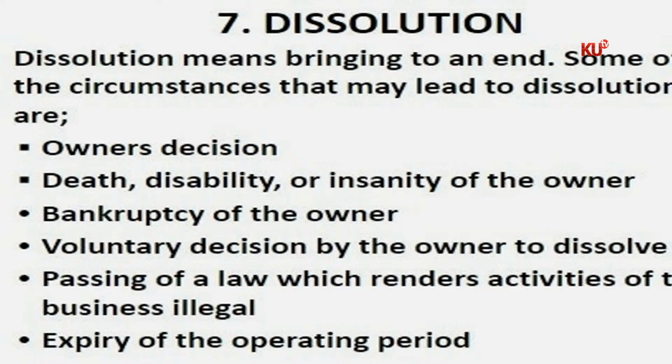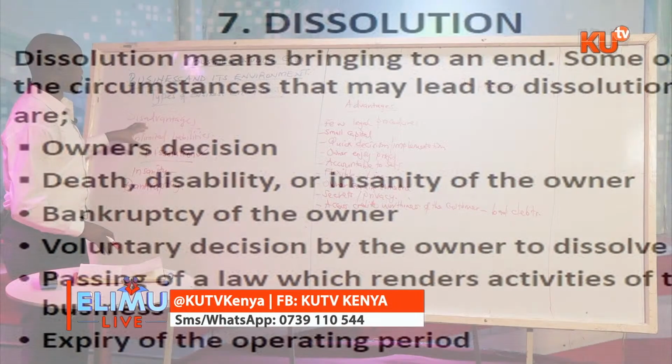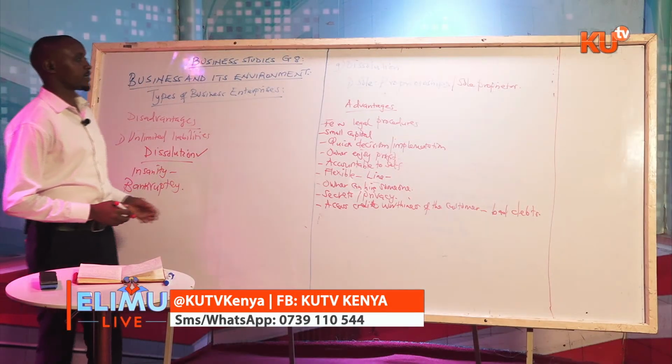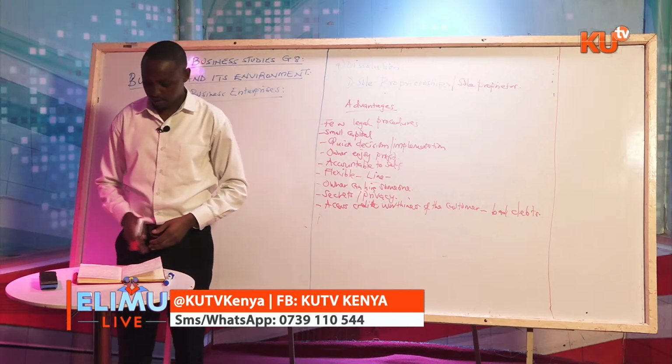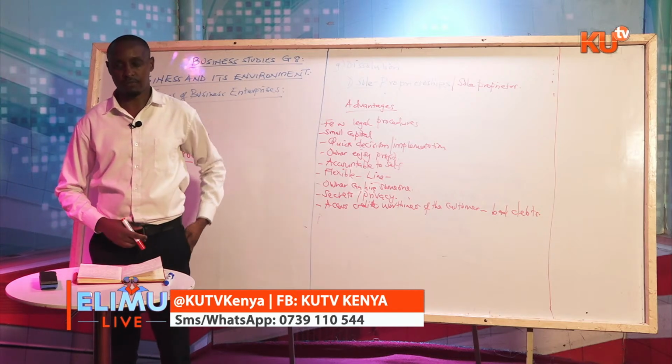So when the show is over, you end up dissolving the business. If you had some other hotel somewhere, you can take your things there. If you didn't have, you can wait for next year again when the show comes in place. So those are some of the circumstances in which dissolution or bringing to an end of a sole proprietorship can take place. We have said one is the owner's decision to dissolve the business.